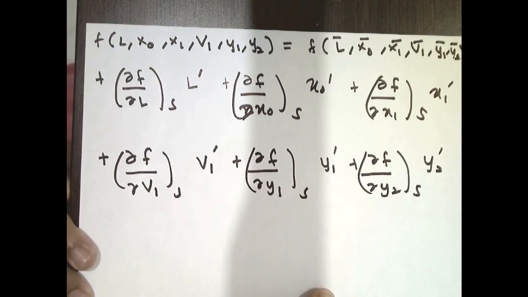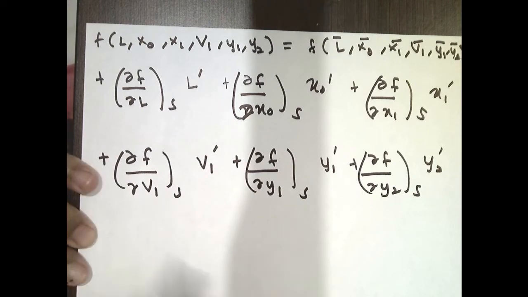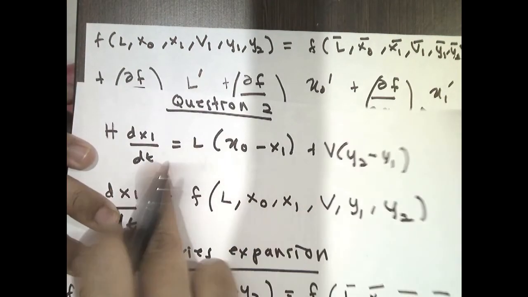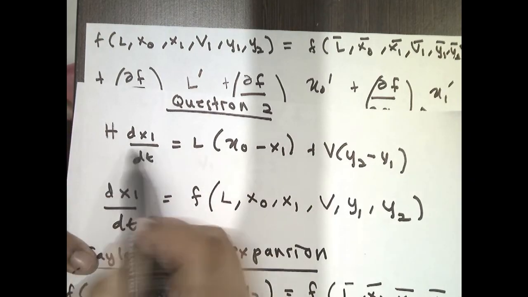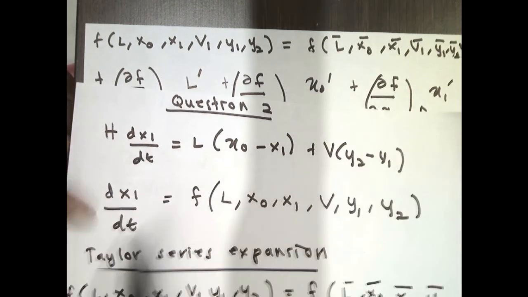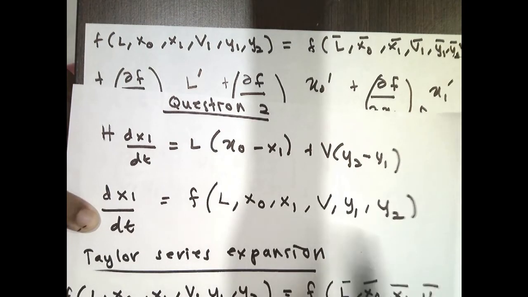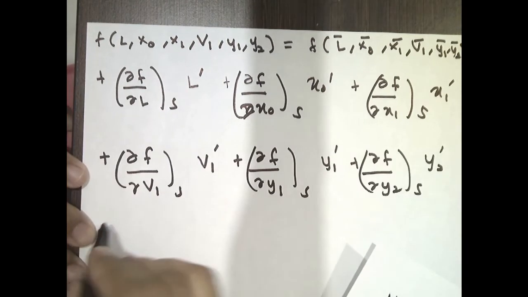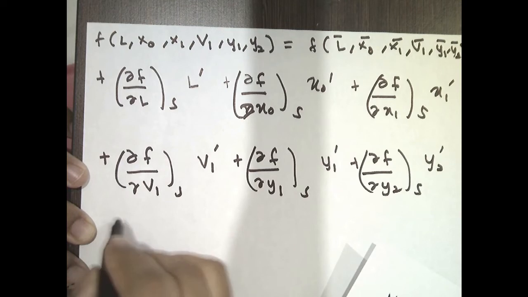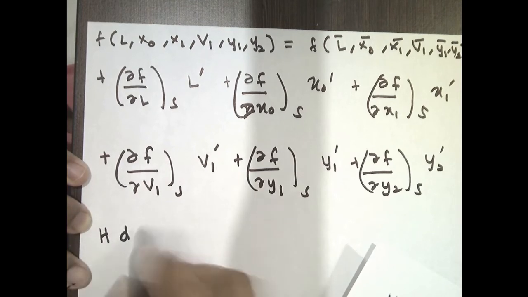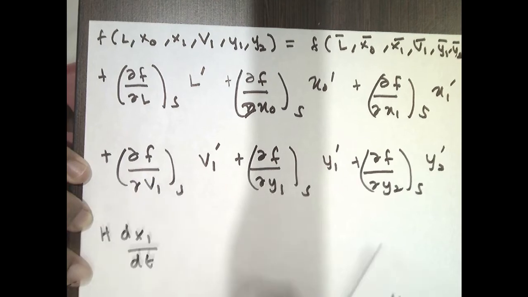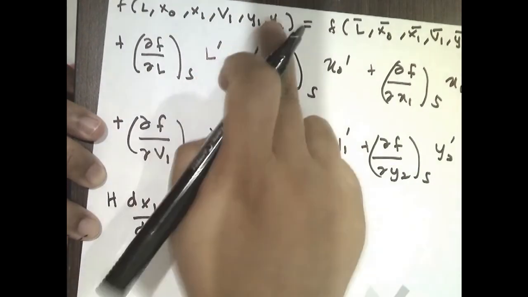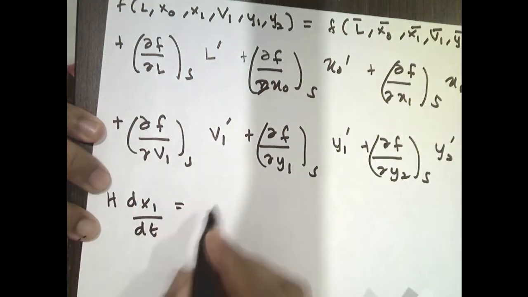After that, if you notice that the equation just now is this one, right? Because h dx1 over dt is equal to this one, and this equal to f that you listed just now. So we can make it like this. H dx1 over dt equal to, okay, just equal to this one.